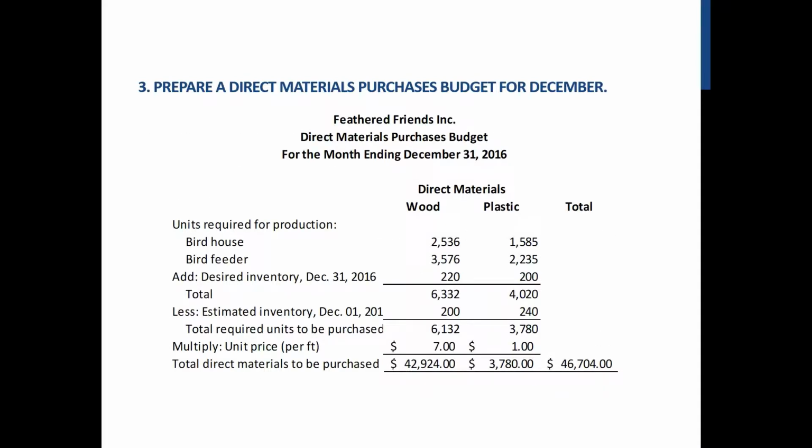So this is how a direct material purchases budget is incorporated into one by using the steps. So as you can see, the total direct materials to be purchased is the same. It's $46,704.